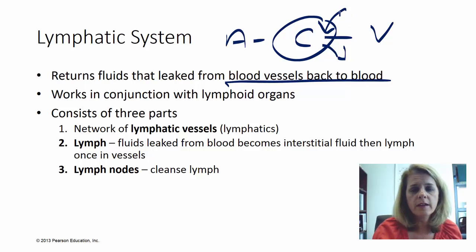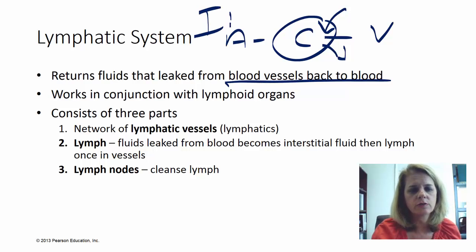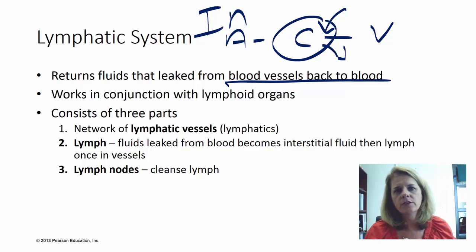Well, as the fluid is leaving and coming back, there's always going to be fluid around the capillary bed. That's called the extracellular fluid, but in particular the interstitial fluid. This interstitial fluid needs to be recycled, and so it will enter into the lymphatic vessels, and when it does that, we call it lymph, and then that can be taken back into circulation.